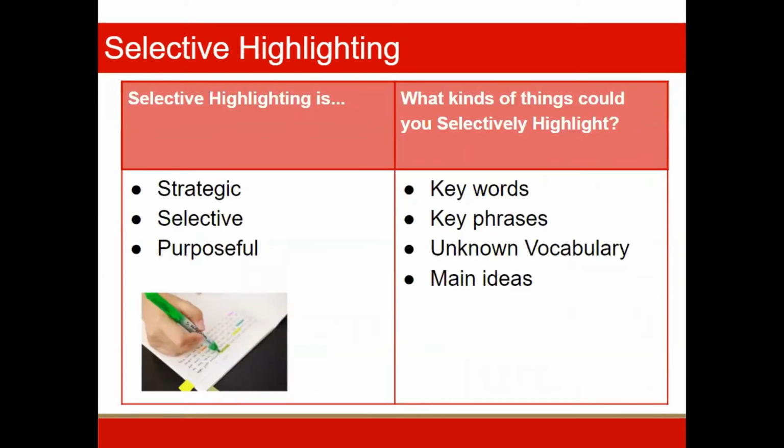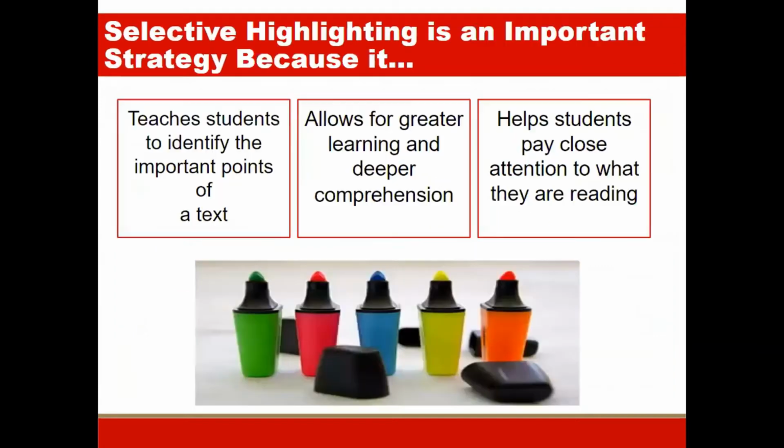Selective highlighting is used to help students organize what they have read by selecting what is important. This strategy teaches students to highlight only the key words, phrases, vocabulary, and ideas that are central to understanding the reading passage. This strategy is strategic, selective, and purposeful for student learning.